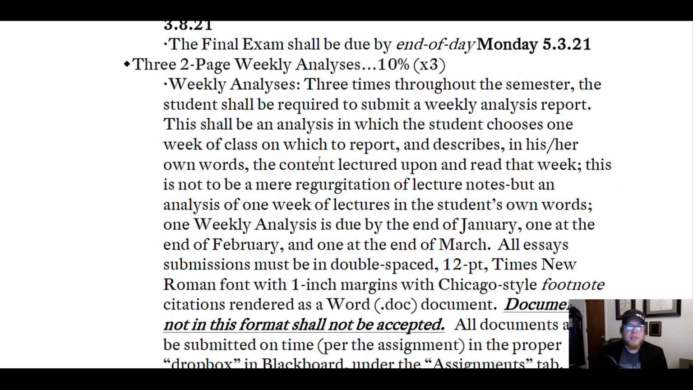Then you've also got these weekly analyses. So let me explain these too. You've got 3 2-page papers to do all semester long. These are called weekly analyses. Now, whereas the exams are each worth 35% a pop, so they're pretty significant in terms of their weight, these weekly analyses are each worth 10%. So if you don't do them, the highest grade you can make is a C. So make sure you get these in.